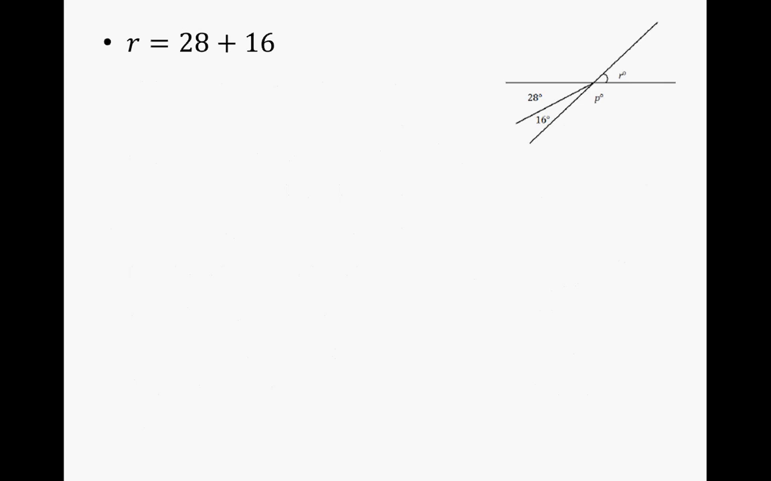So let's go ahead and do this algebraically. So R is equal to 28 plus 16. Notice how if we have R degrees here, it is the same as the two angles here, 28 and 16. Those are vertical. So in this case, R is 44 degrees because of vertical angles.